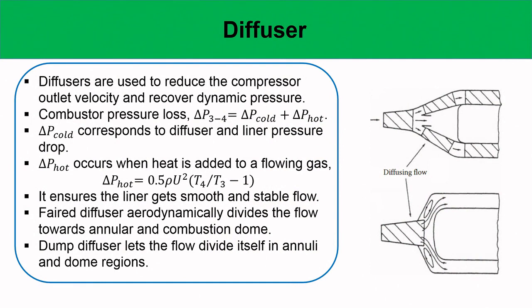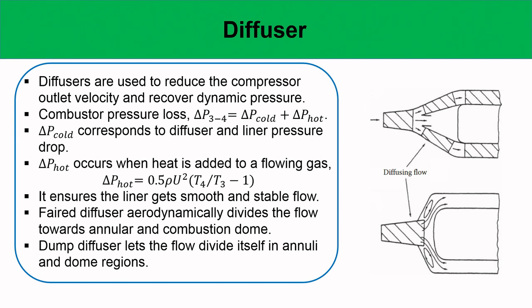As we have seen, diffusers are used to reduce the compressor outlet velocity and recover the dynamic pressure. So the main purpose is to reduce the outlet velocity so that the pressure loss is less, and in doing that it also recovers some of the dynamic pressure. The combustor pressure loss can be thought about with 3 as the combustor entry point and 4 as the combustor exit and turbine entry point.